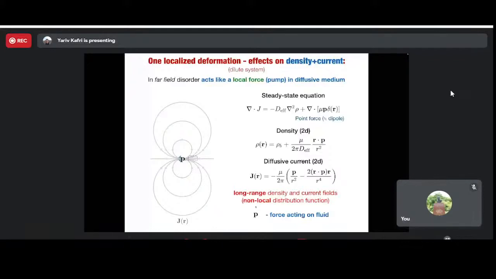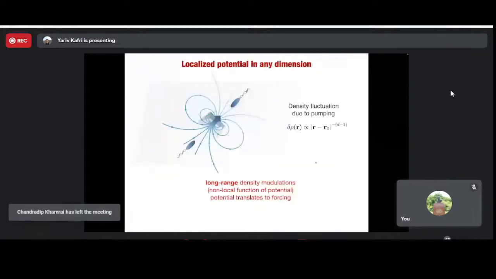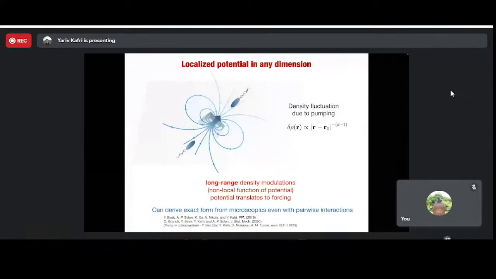So you can generalize this to any dimension. And again, the bottom line is that an asymmetric potential acts like a pump. And you get that, again, it decays like a power law, a dimension-dependent one. And again, I've only sketched the derivation here. We can actually start from microscopic equations and build up the multipole expansion and derive these results. And we can do it for non-interacting particles, as was initially done here, but actually Omer Granek, who is a PhD student here, was able to generalize the calculation even when you have pairwise interactions between the active particles, which is a non-trivial calculation.